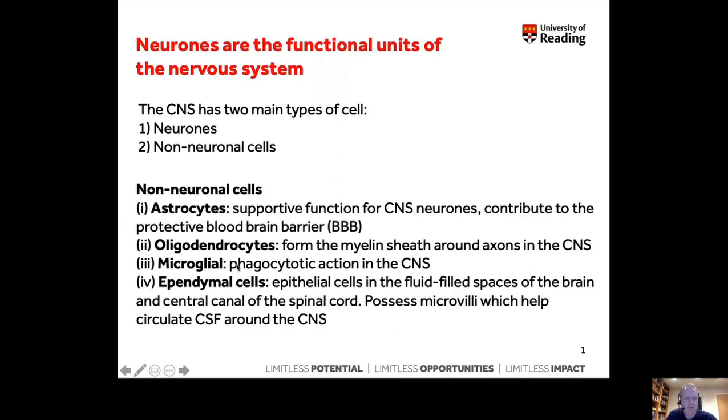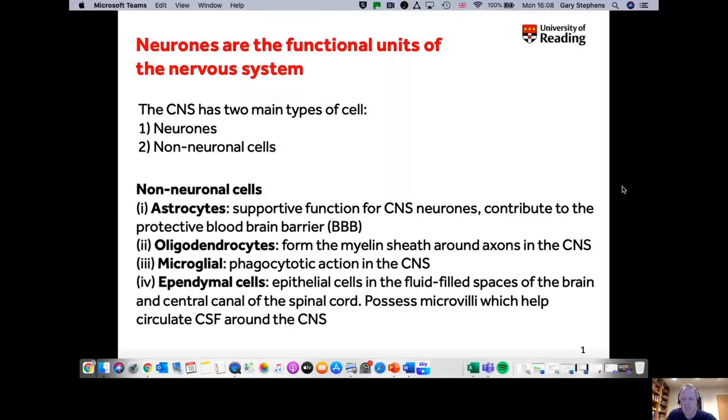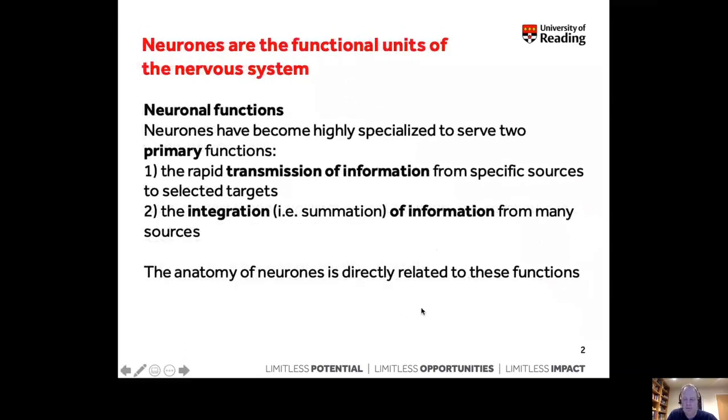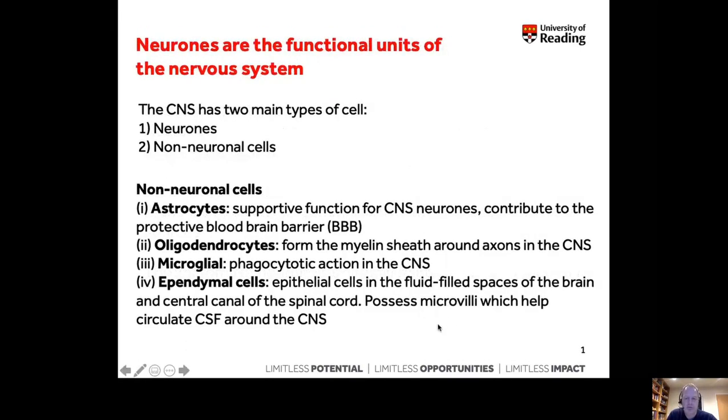Microglia are important for an immune function within the central nervous system, so they eat foreign cells or phagocytose them within the central nervous system, much like different cells in the immune system do in the peripheral nervous system. Epidermal cells, again just for completeness, are epithelial cells which we find within the central nervous system, and as it says here, they possess these small hair-like structures called microvilli, which are important to circulate the cerebrospinal fluid, which we talked about in the first screencast, around the central nervous system.